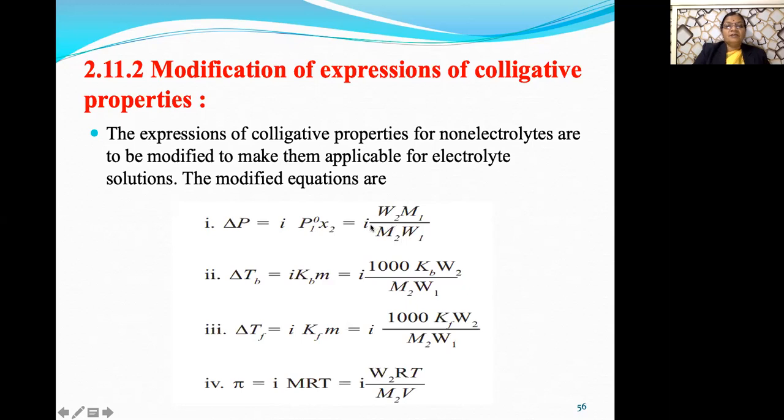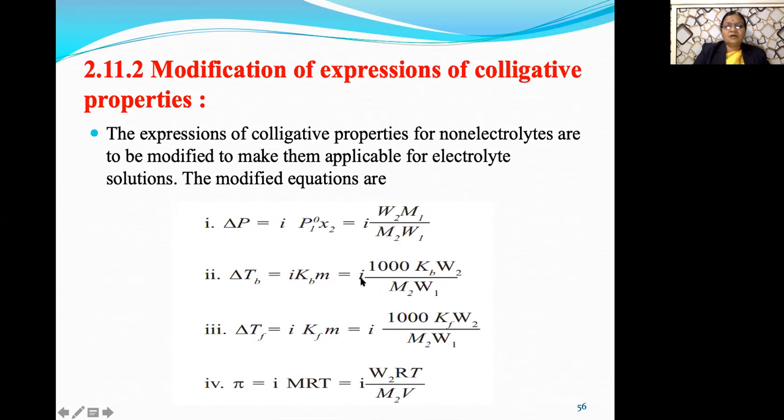So there is a modification. Here, the expressions for colligative properties for non-electrolytes are modified. Simply, the modification is the insertion of the Van 't Hoff factor i. Here, ΔTb is equal to Kb into m, that you are familiar with. But here it is modified for the electrolyte, that is, the Van 't Hoff factor i is inserted, in terms of the molar mass of the non-volatile solute.